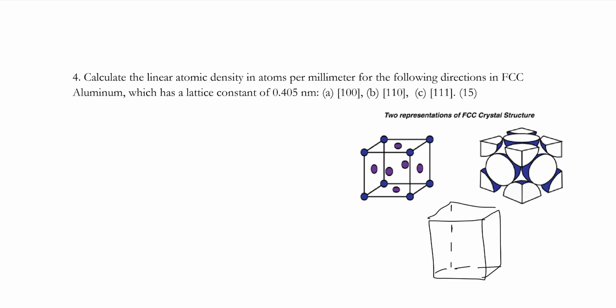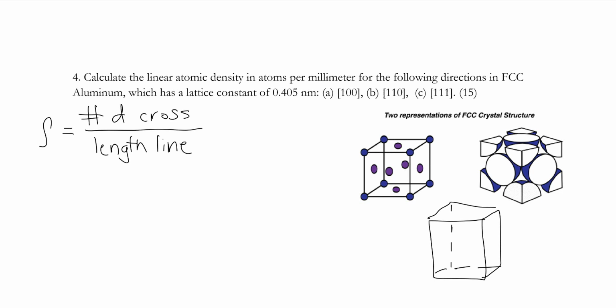To begin, let's start off with the formula for linear atomic density, which is rho is equal to the number of diameters we cross in our given direction, which is 111, over the length of the line that's created in direction 111.